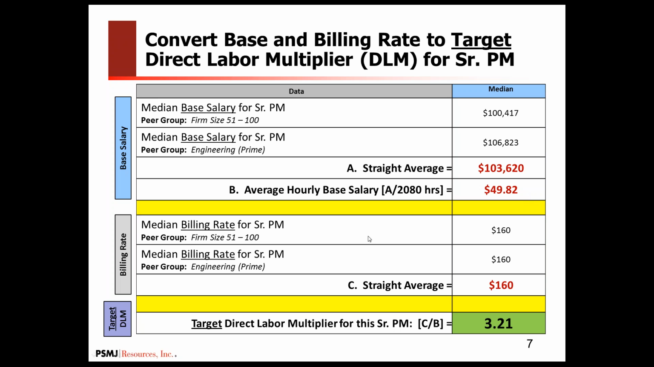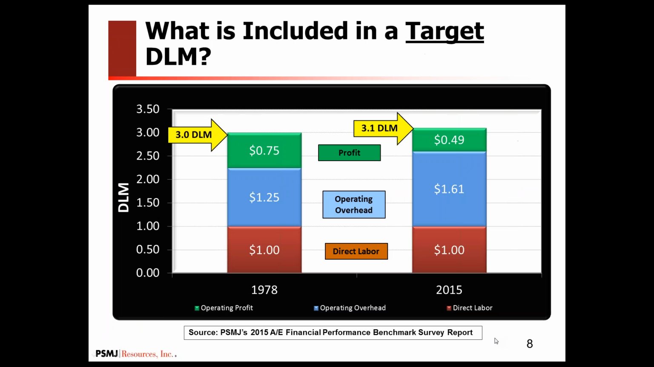We can do exactly the same thing for billing rate. If you recall, both of our peer groups was 160 per hour, so the straight average is also 160 per hour. If I divide that 160 by my hourly base salary of 49.82, I get a target direct labor multiplier for this senior PM of 3.21. What I don't know is if that's high enough for my particular firm, so we'll talk about that.